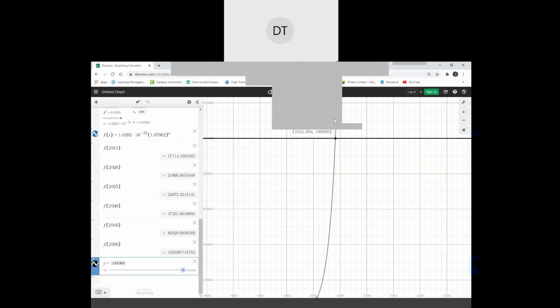Hopefully this helps you understand how to answer questions based on models and finding a model if you don't know what type of model you're looking for.